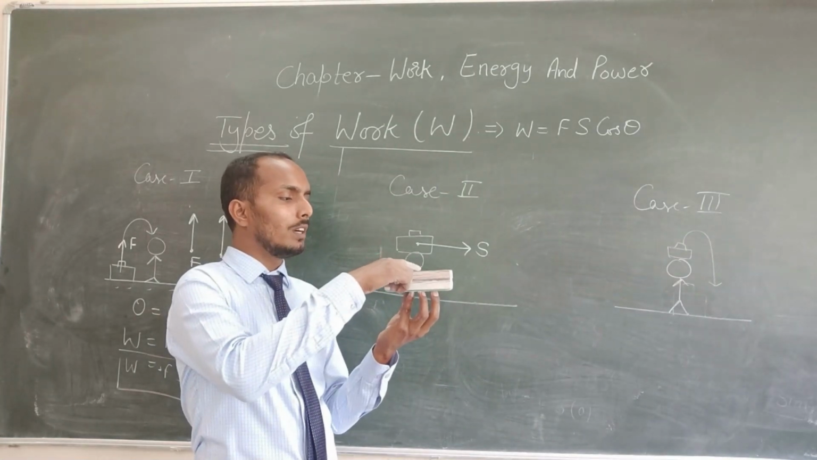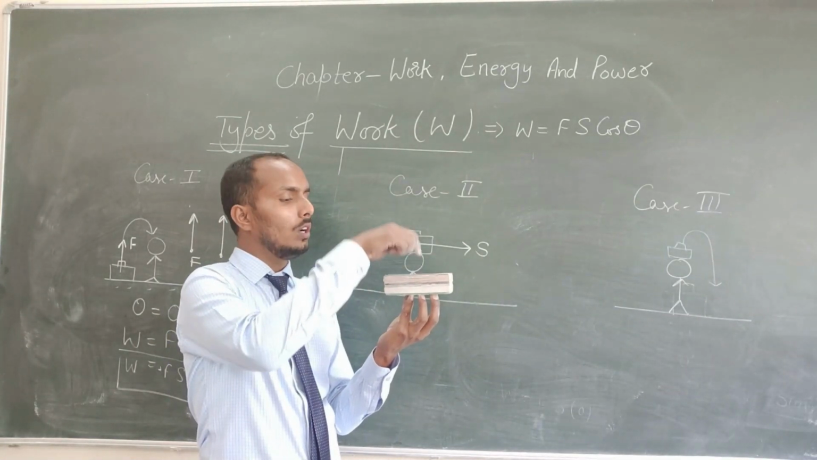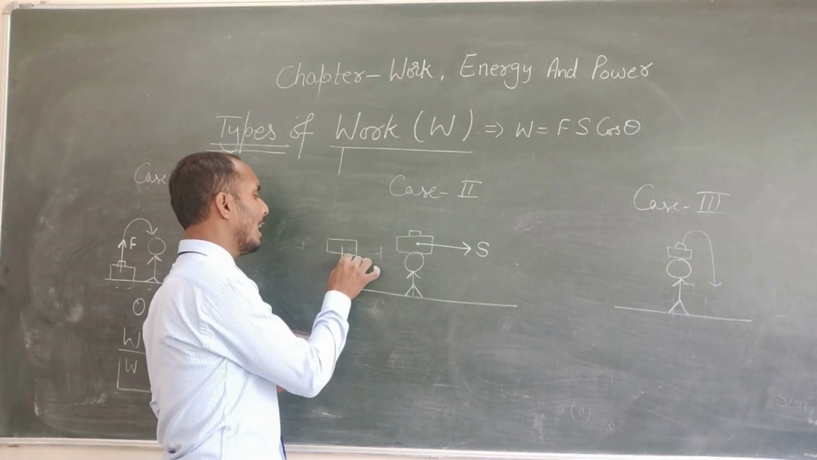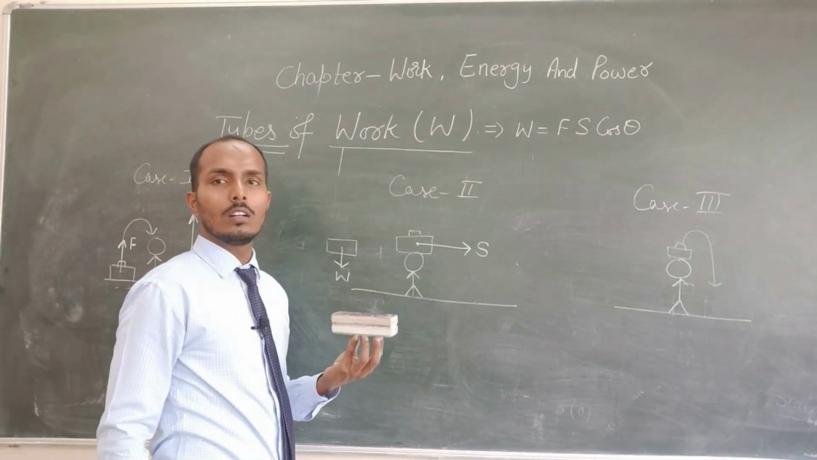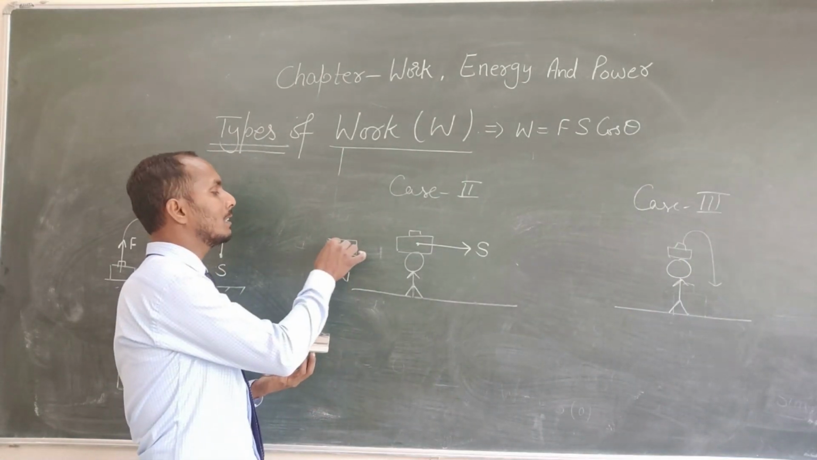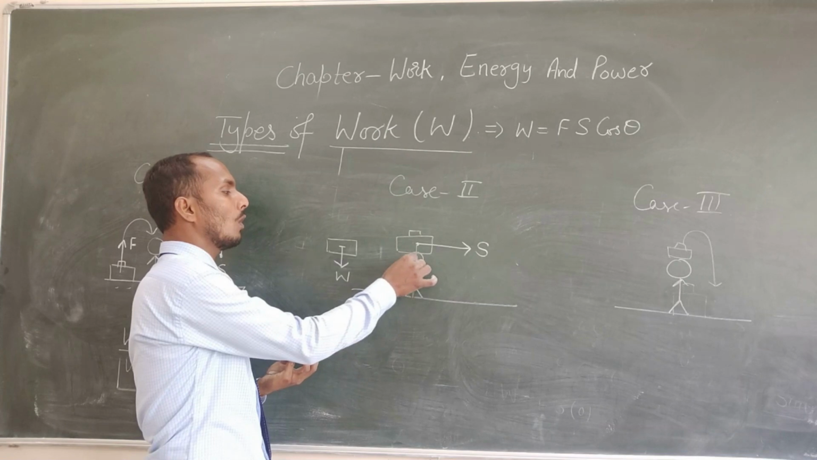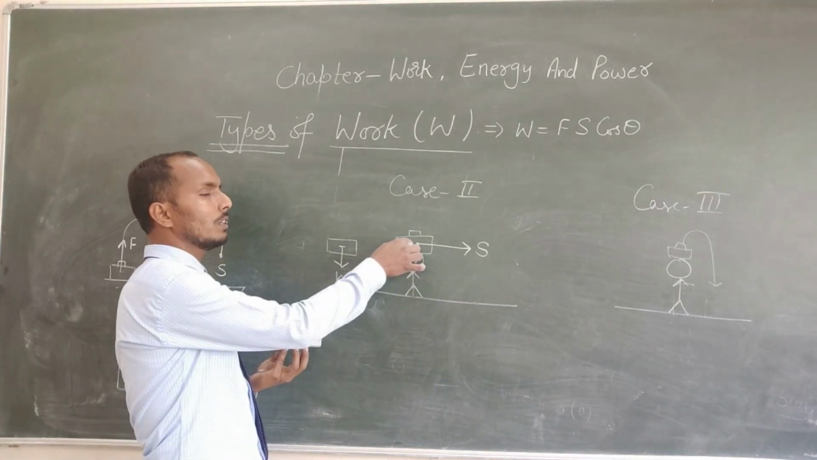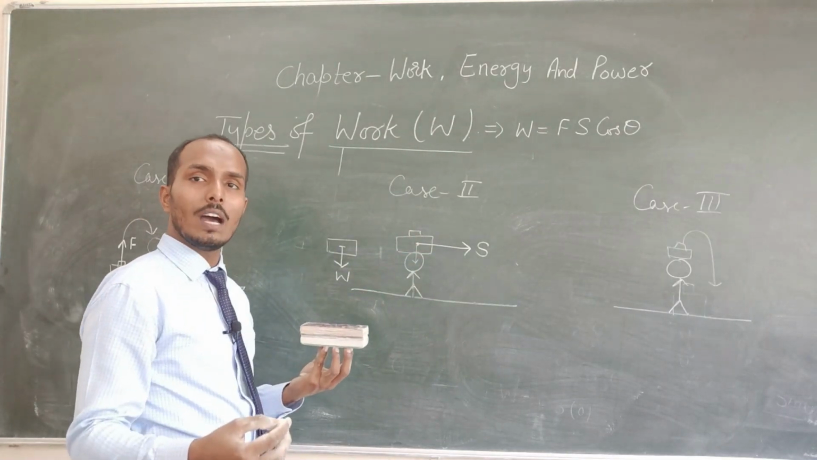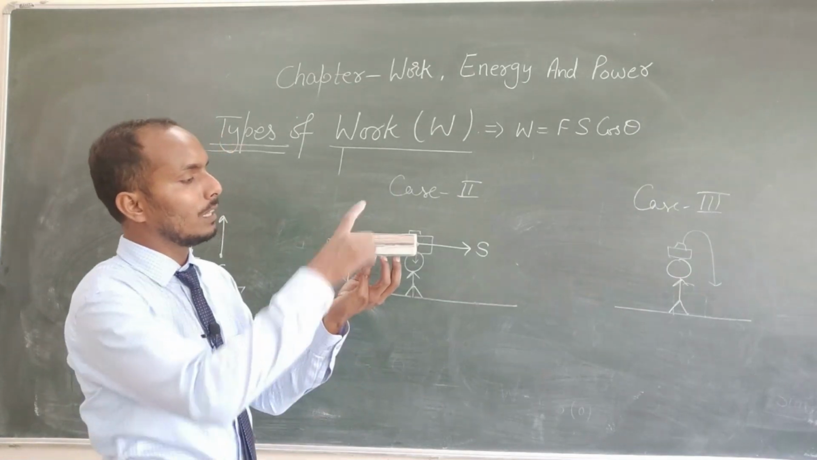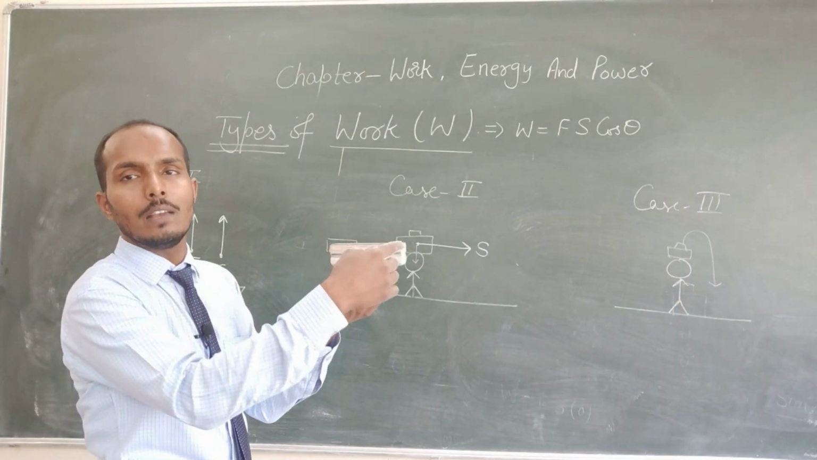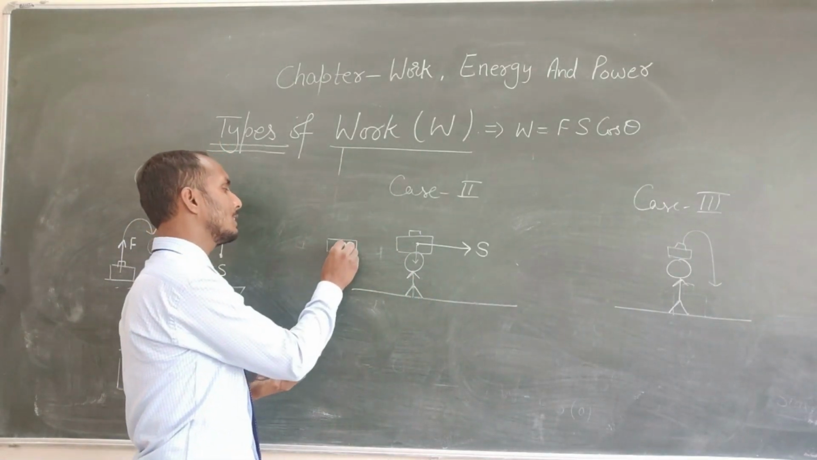Listen, actually what happens? The luggage has some weight, and the direction of the weight is always toward the center of the earth, so it is downward. It means this luggage exerts a force on the porter. So according to Newton's third law, if this luggage applies a force on the porter, then the porter also applies the same force in the opposite direction.